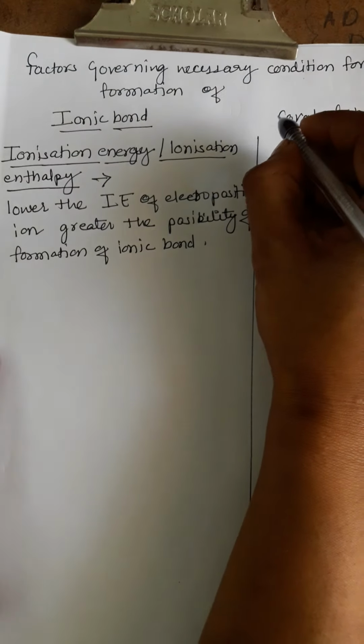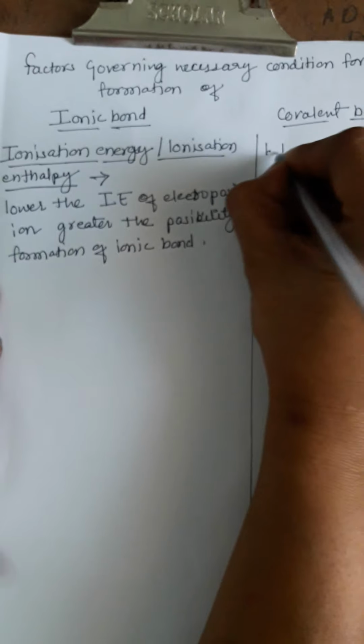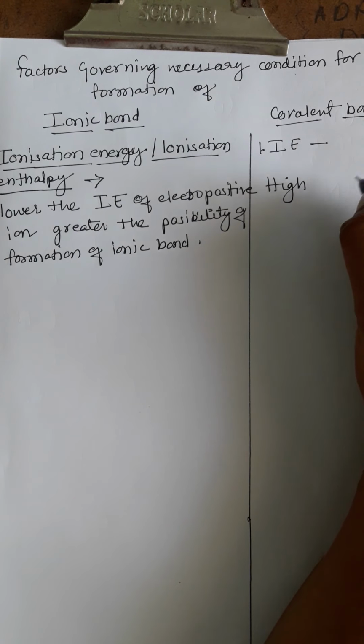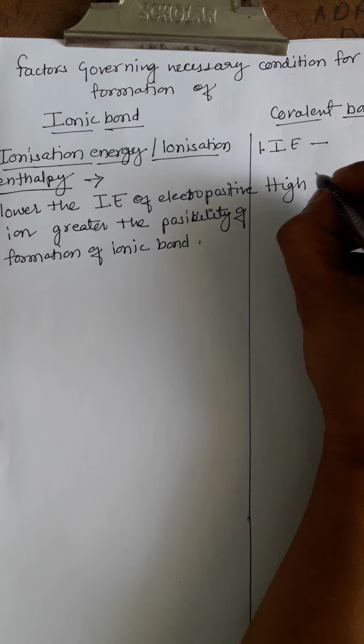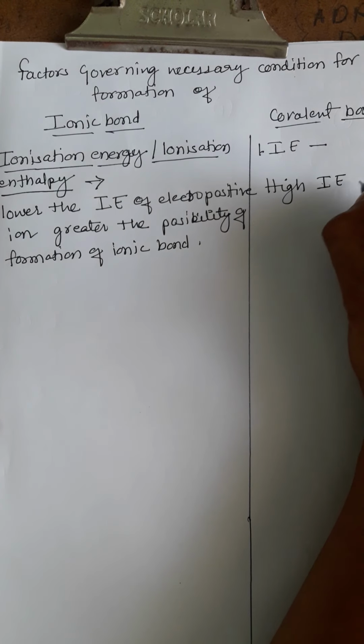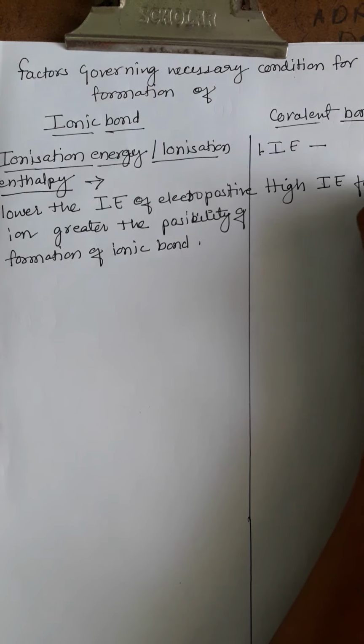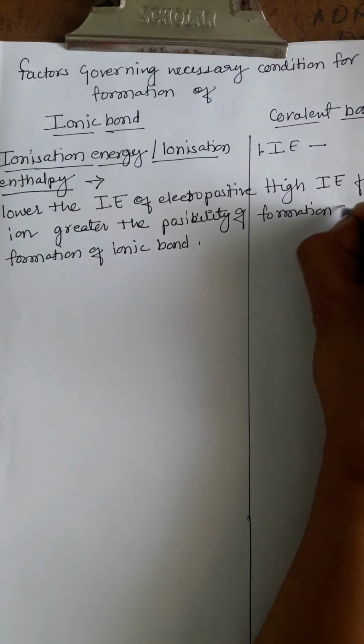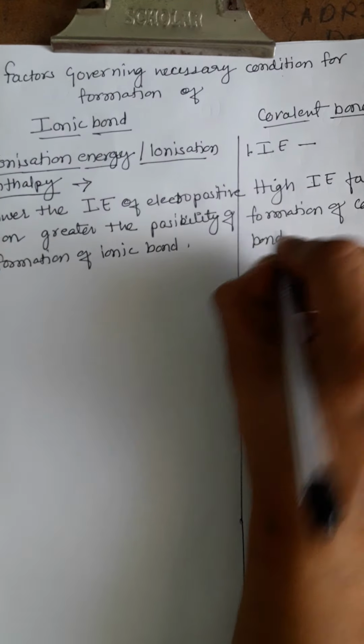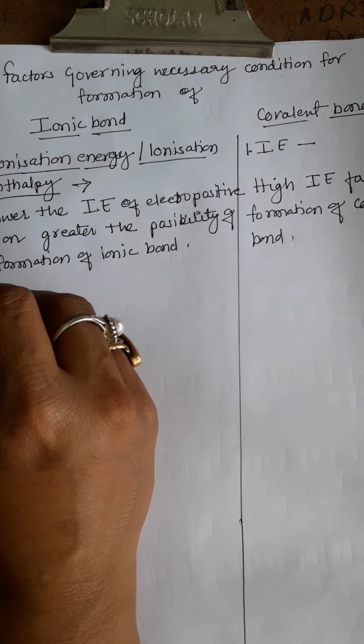Same ionization energy, IE, as we are talking about. So high ionization energy favors formation of covalent bond. Second factor is electron gain enthalpy.